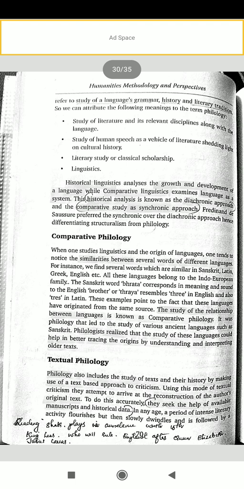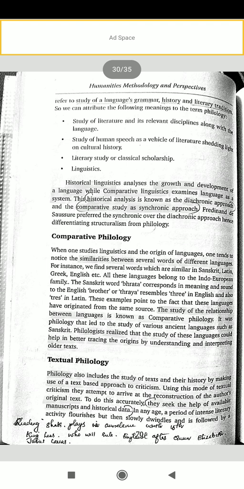So, just go through this paragraph on comparative philology. I'm not reading it line by line. So, in precise, comparative philology is the study of the relationship between languages. All the languages are interrelated.